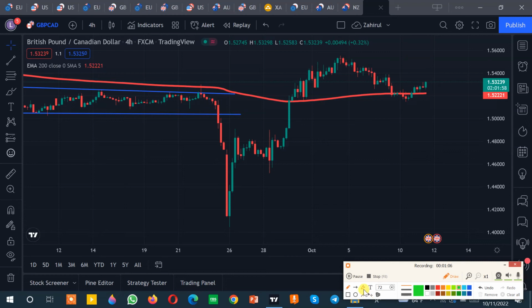On the other hand, this is the support area. This support is near the 200 EMA, and horizontal support makes a good confluence for making a buy.